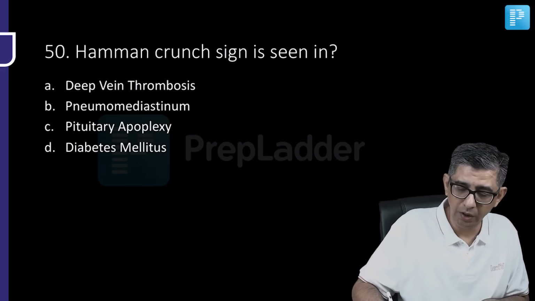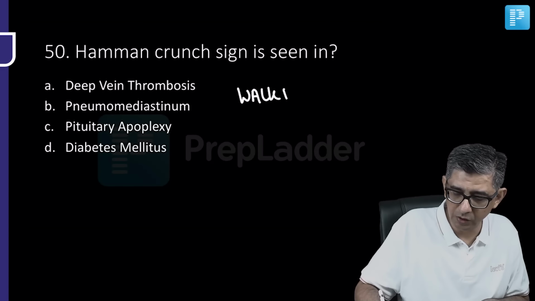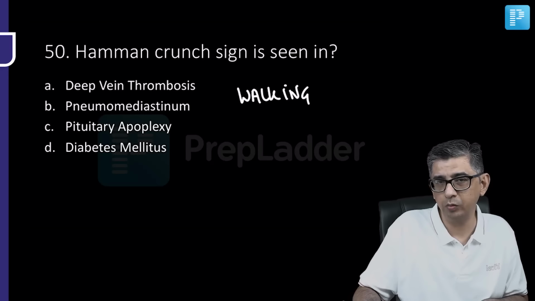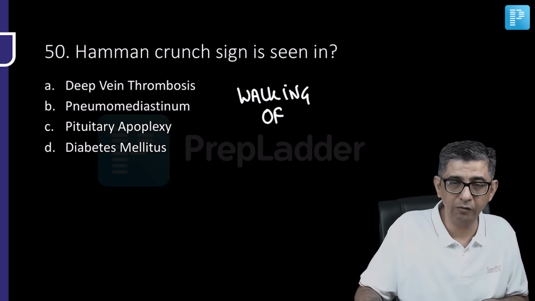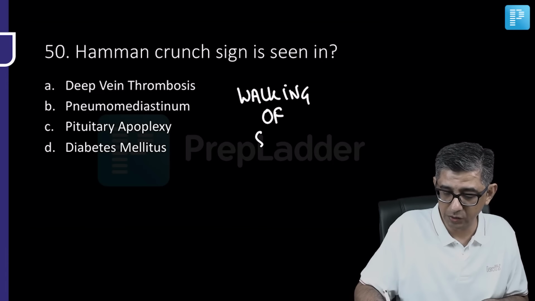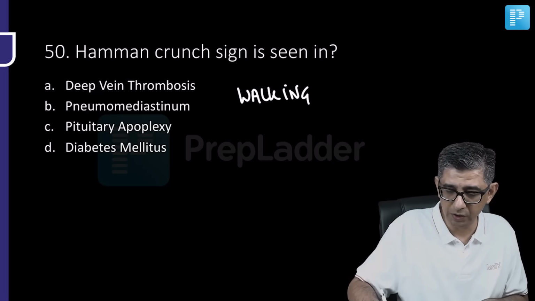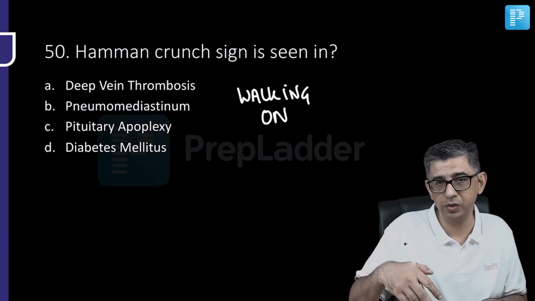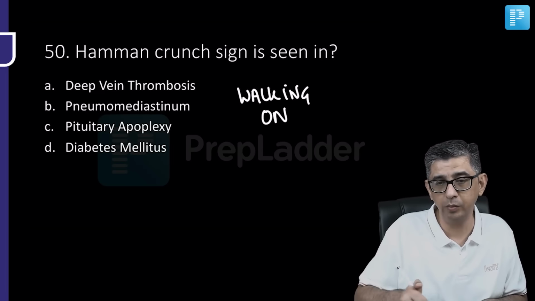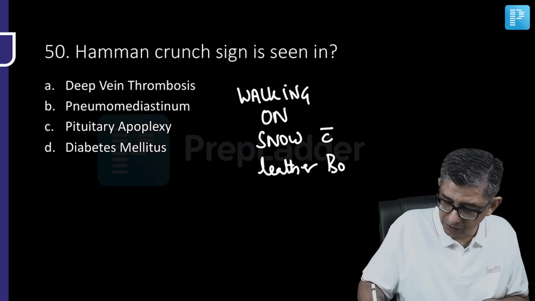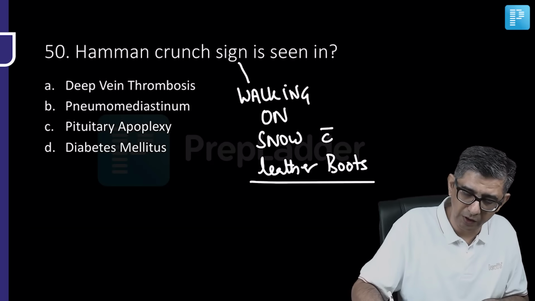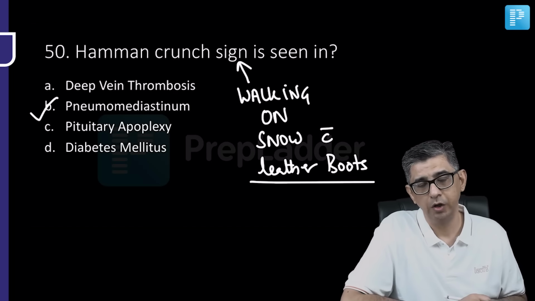Then was again a paper 2 question, Hamman-Crunch sign, very classical. The Hamman-Crunch sign is an auscultatory finding. I've described that in my pneumothorax video as well, and even pneumomediastinum as well, which could be seen with Boerhaave or with bullet injury to the chest or stab injury to the chest. It is as if somebody is walking on snow. Like imagine you are in a hill station, freshly fallen snow is there, and you're walking on snow with heavy duty leather boots. So somebody walking on snow with heavy duty leather boots is the presentation of the auscultatory finding of Hamman-Crunch sign. It is encountered in patients with pneumomediastinum.